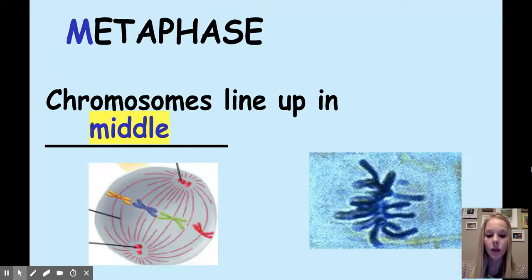This is one of the easiest stages to identify when observing cells under a microscope because the chromosomes are lined up in the middle. Remember, metaphase and middle.